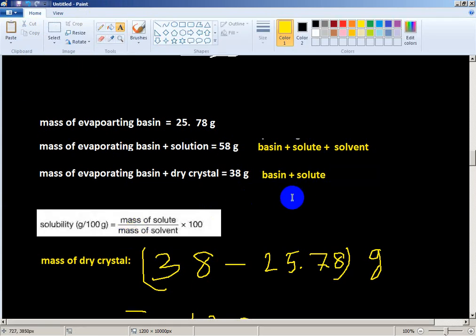I need the mass of solvent. So what can I do? Solution minus solute. Which value to which value do I deduct? Basin plus solute plus solvent minus basin plus solute. So I will subtract 58 minus 38, then the solvent remains. Okay, have you understood?